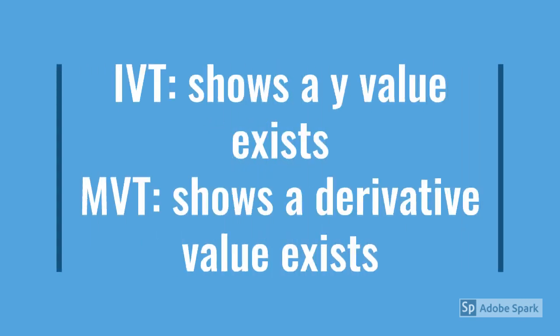And to end, I just want to emphasize one more time the key words you're looking for to know that you should be using intermediate value theorem or mean value theorem. If you see a problem that says something about showing that there must be a y value, that's an automatic intermediate value theorem problem. If you see something about showing that there must be a derivative value, that's going to be a mean value theorem problem.